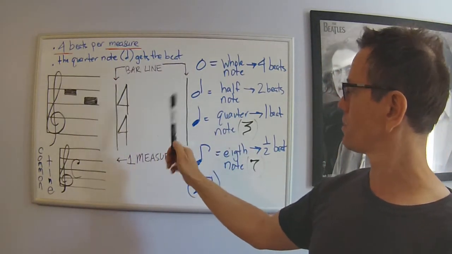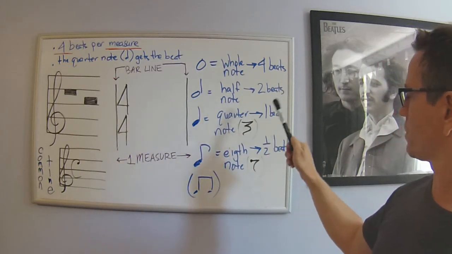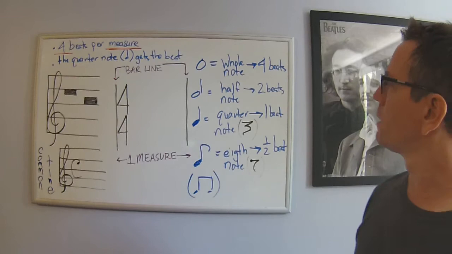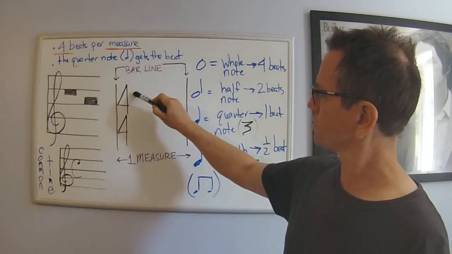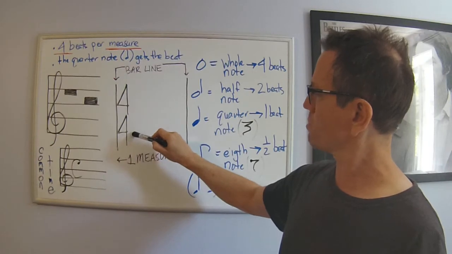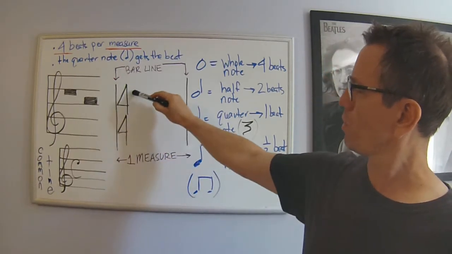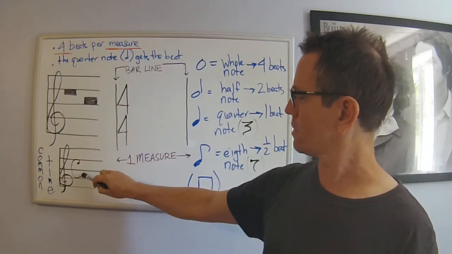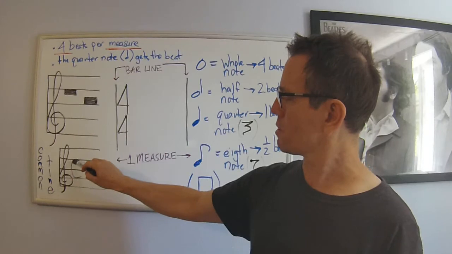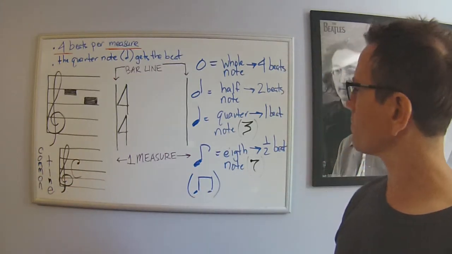So 1, 2, 3, 4, 1, 2, 3, 4, and on and on. So 4 beats per measure, quarter note gets the beat, and another way that you'll see 4/4 is like this. Sometimes you'll just see a C at the beginning, and what that means is common time.